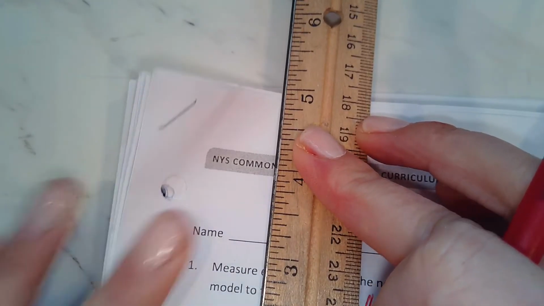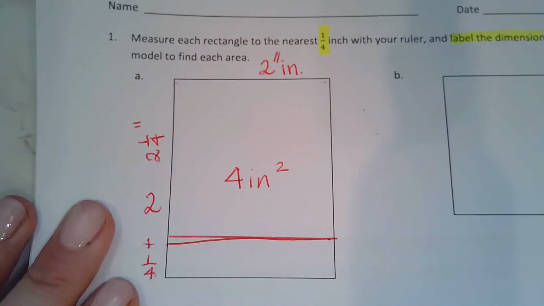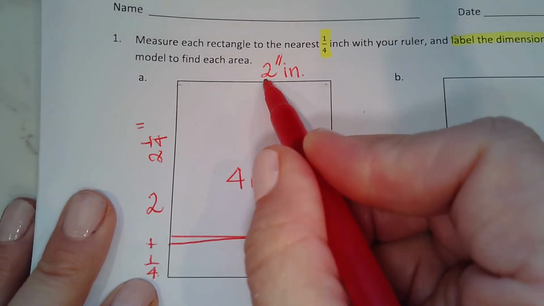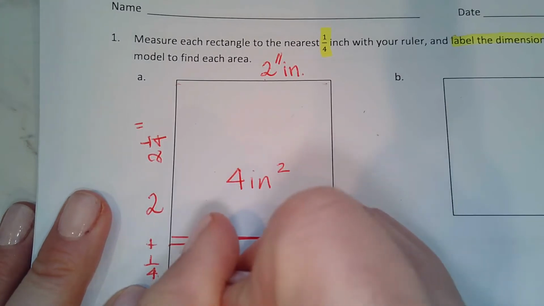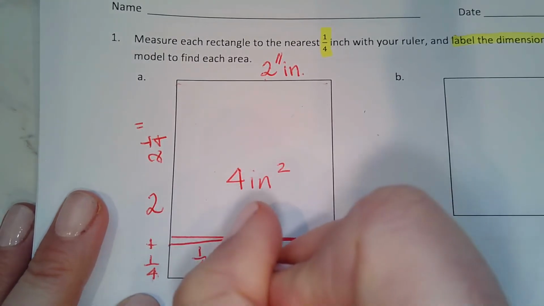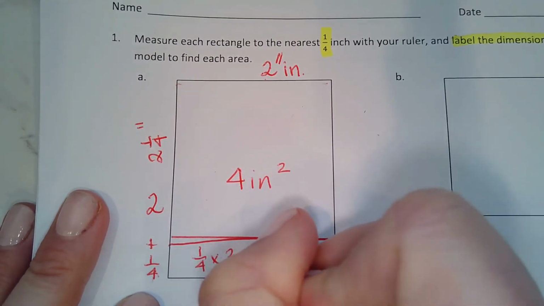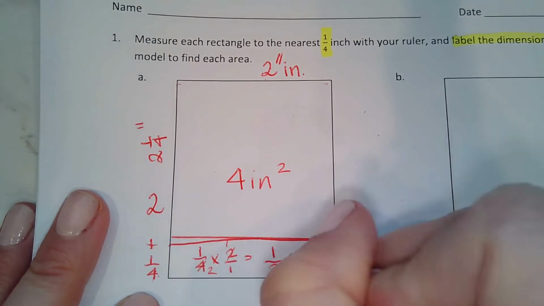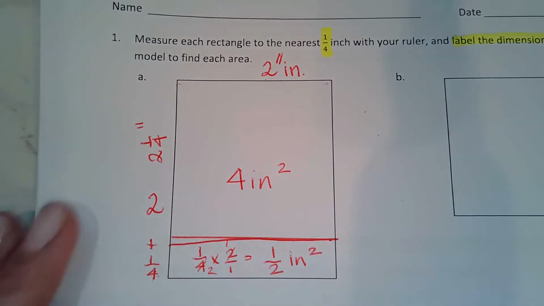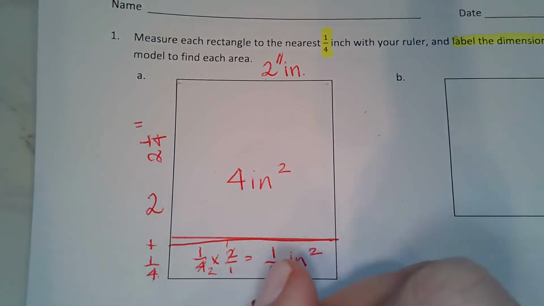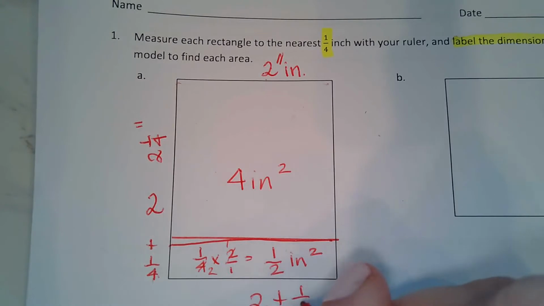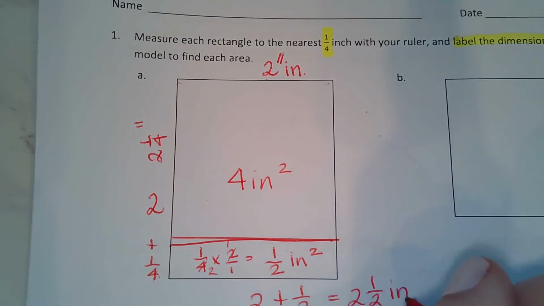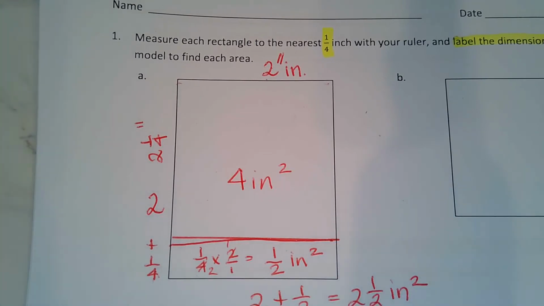Okay. Then I'm going to multiply 1/4 times 2. So 1/4 times 2 is 1/2 inches squared. Now I'm going to add those up. So 2 plus 1/2 is 2 1/2 inches squared. All right.